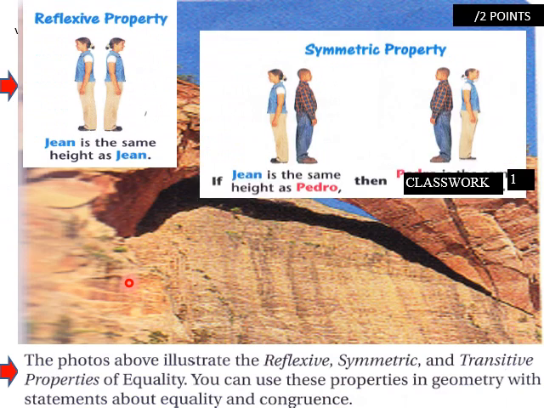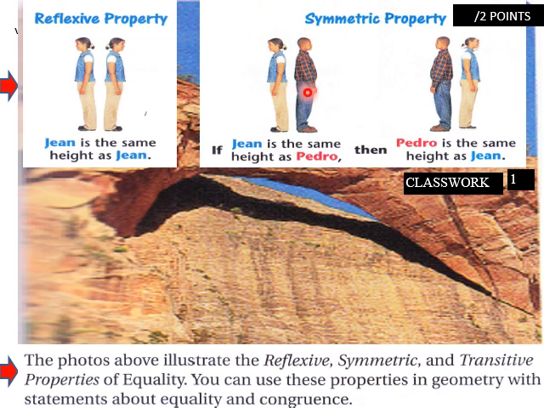Okay, this is the reflexive property, symmetric property. 2 points on this classwork, page 1. The photos above illustrate the reflexive, symmetric, and transitive properties of equality. You can use these properties in geometry with statements about equality and congruence. This is good for writing proofs.